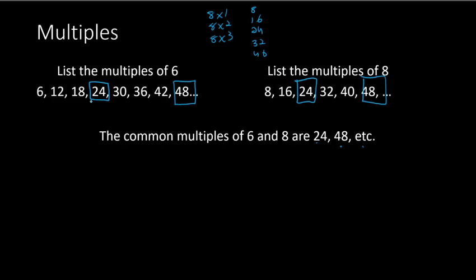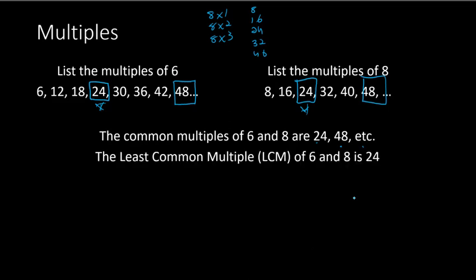Now the smallest, or the least common multiple, is going to be the number 24. And this is going to be important as you progress in your study of math. The least common multiple is used in many different areas. One area specifically is dealing with fractions. You're trying to add and subtract fractions. At some point, you're going to have to know how to find that least common multiple. So the least common multiple, which can be abbreviated as LCM, of 6 and 8 would be 24.